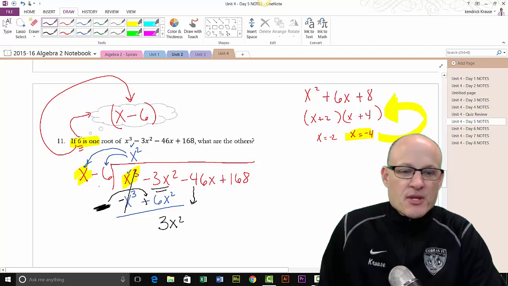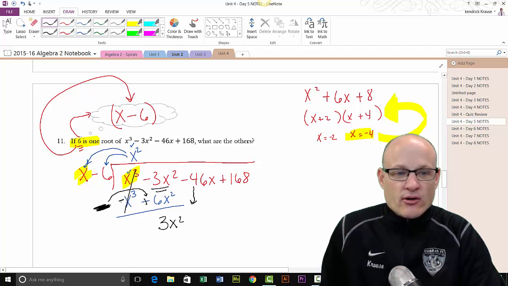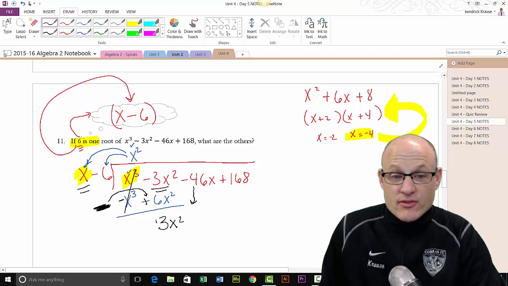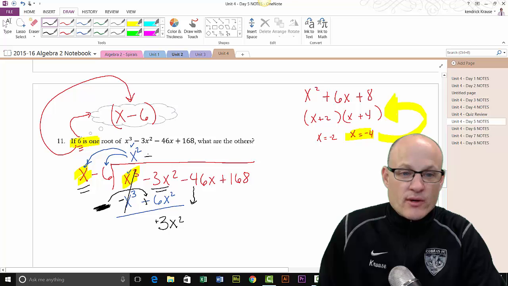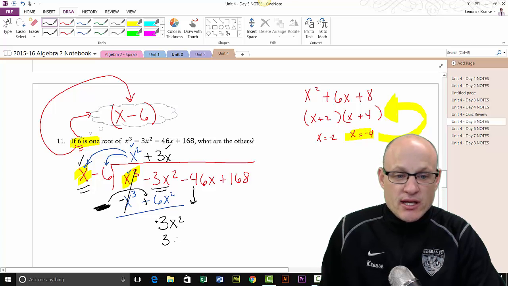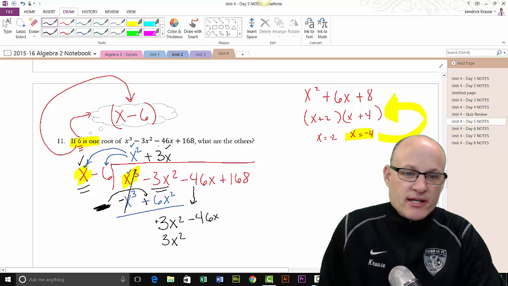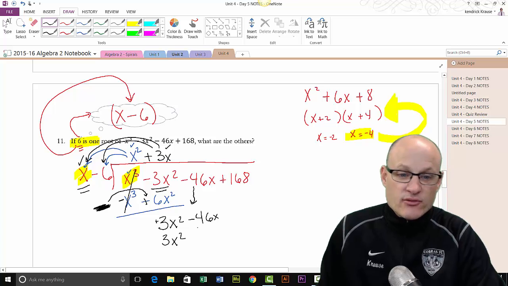Okay, so if I take 3x squared and I divide by x, I get 3x. Think about that. So up here, I want a positive 3x. Now, positive 3x times x is 3x squared. Oh, I forgot to bring this down. Minus 46. I just said it, but I didn't do it. Shame on me. Now we're multiplying. So we did the multiplying here. Now we're going to multiply 3x times negative 6, and I get negative 18x.